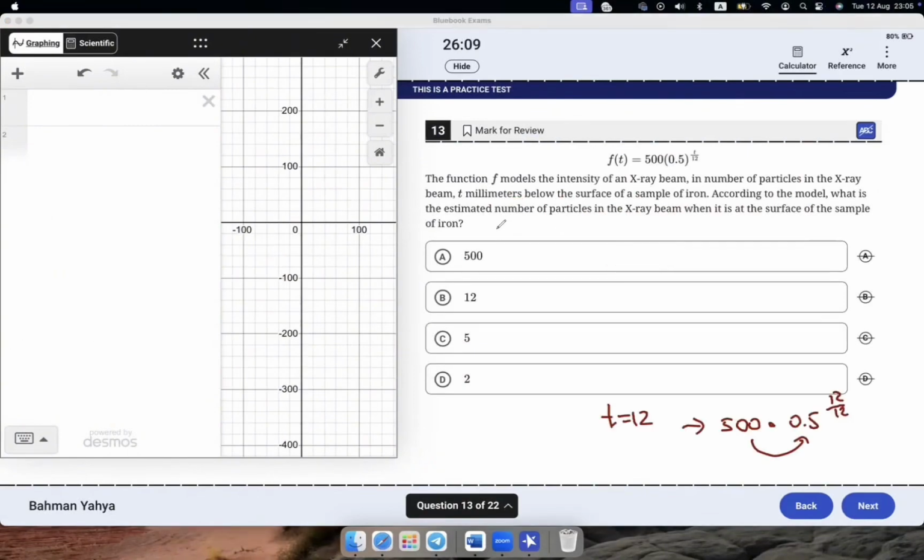13. According to the model, what is the estimated number of the practice X-ray when it's the surface of the sample? When it is a surface, what is the T here? T is millimeters below the surface. So when it is on the surface, it means T is equal to 0. When T is equal to 0, it turns like 500 multiplied by 0 divided by 12 is 0. So whatever raised to 0 is just 1, and the answer will be 500.